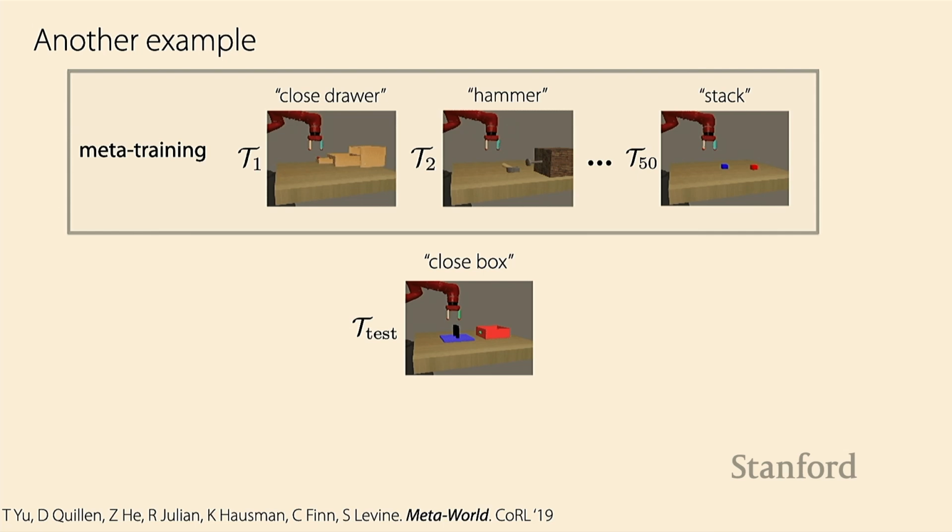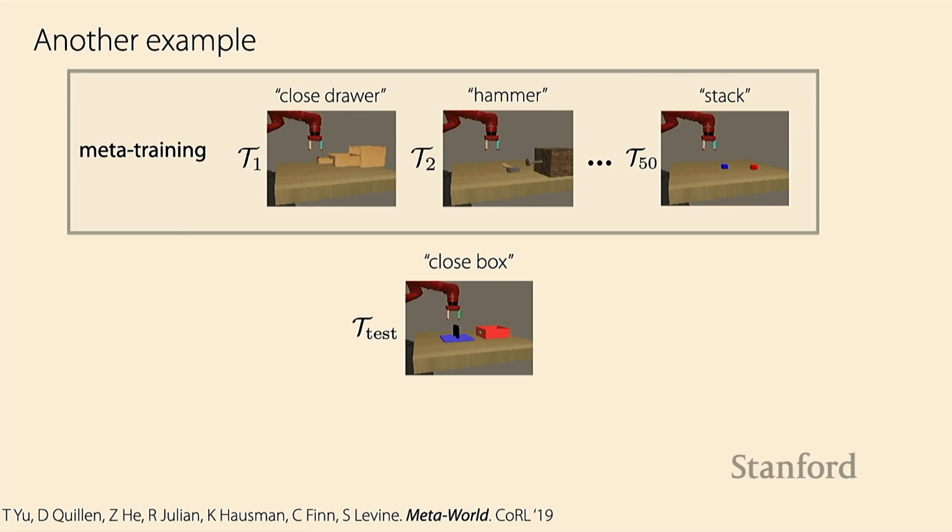One is that if you're doing this from image observations, the system can just look at the initial image, see what's in the initial image. If it sees that there is an open drawer in the initial image, then the task is to close the drawer. Or if it sees that there is a hammer in front of a nail, then the task must be to hammer the nail. And so that's one scenario where it doesn't actually have to meta-learn in order to minimize the meta-training loss.